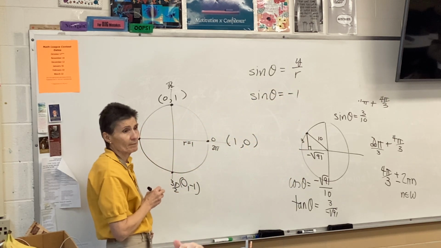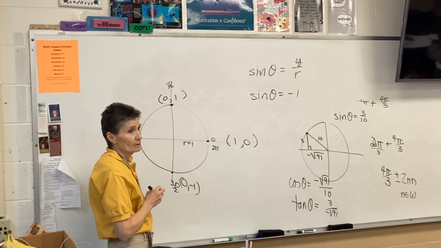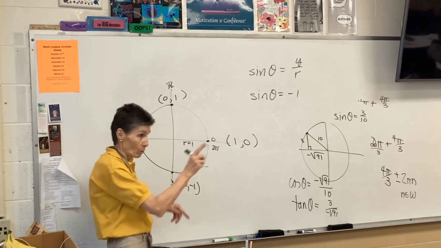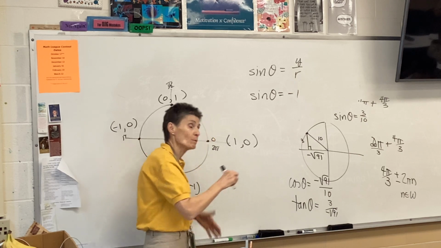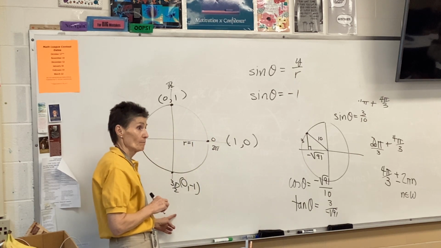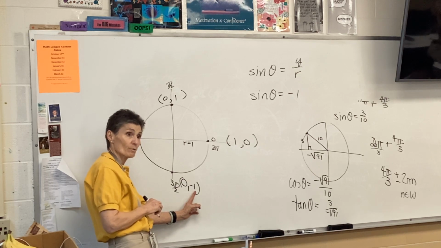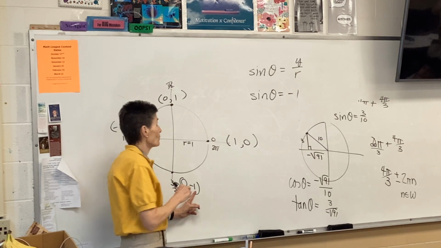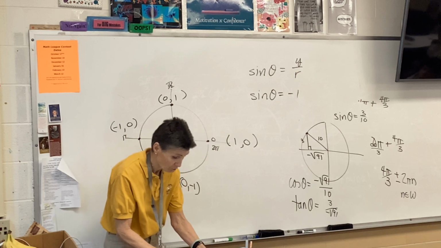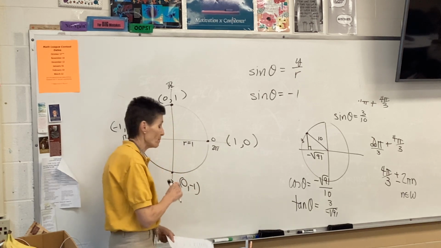Where does that happen? Where y is negative 1, and where does that happen? At 3 pi over 2. Isn't y negative 1 at 3 pi over 2? So the answer to question 3a is 3 pi over 2.